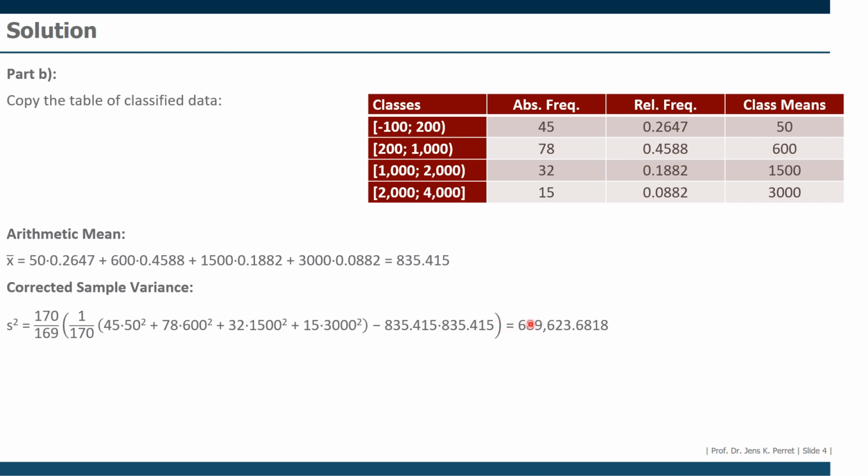Then we're going to use this in the final step to get the standard deviation, the sample standard deviation, by just getting the square root of this result, which is just 830.4358. And well, that's already everything there is.